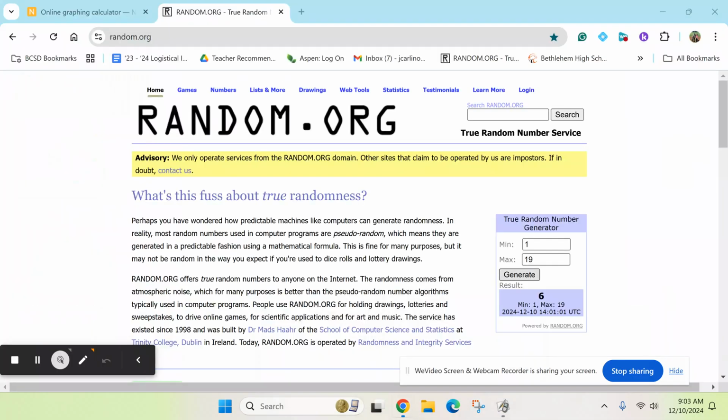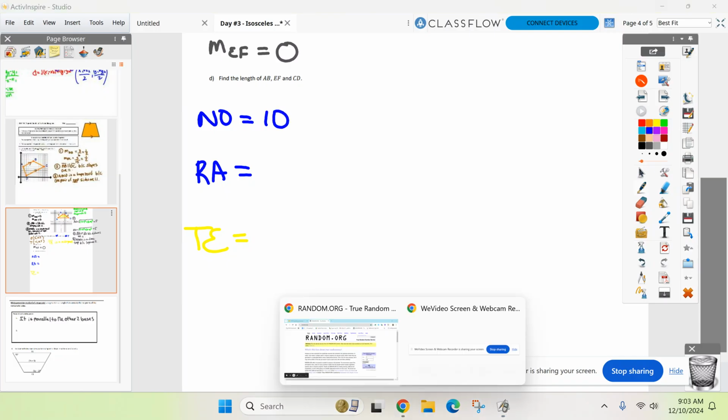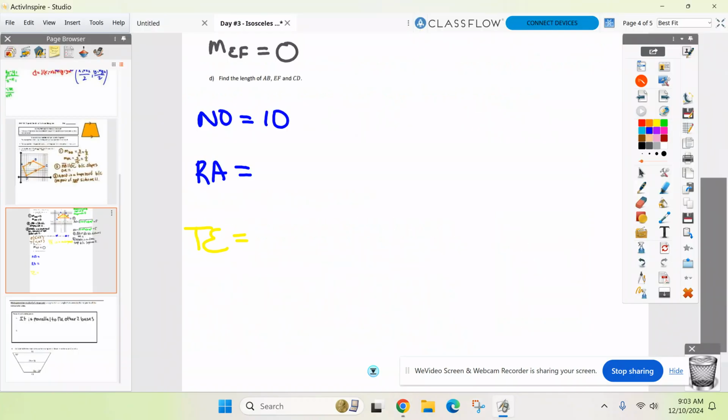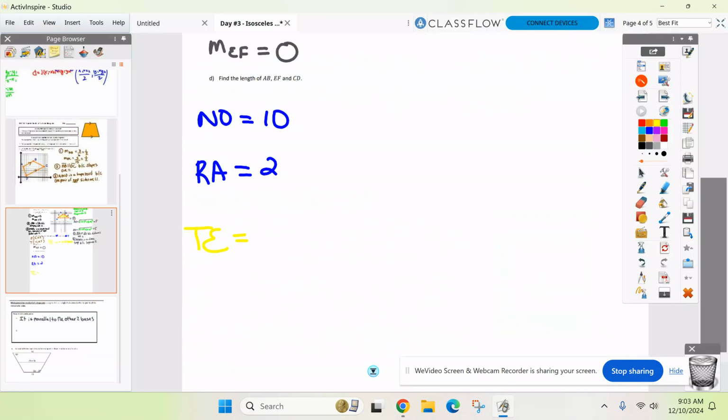How about base NO? What do we got for base NO here, Jesse? 10, good. I got 10 here. How about the other base, RA, the smaller one? The smaller one there, Alex? 2. And then how long was the mid segment when you counted it up? How long was the mid segment there, Juliana? 5. Should have been 5.